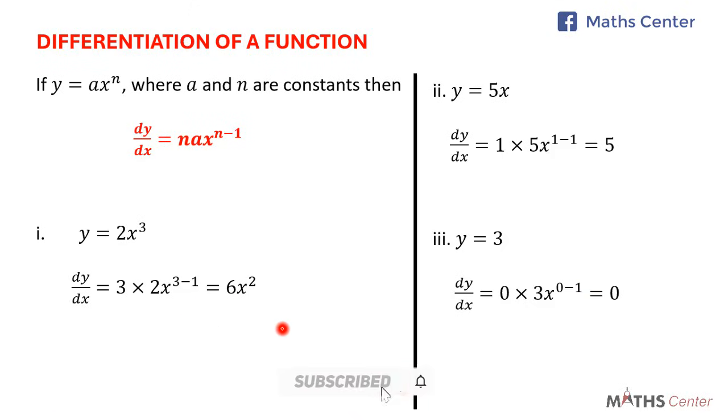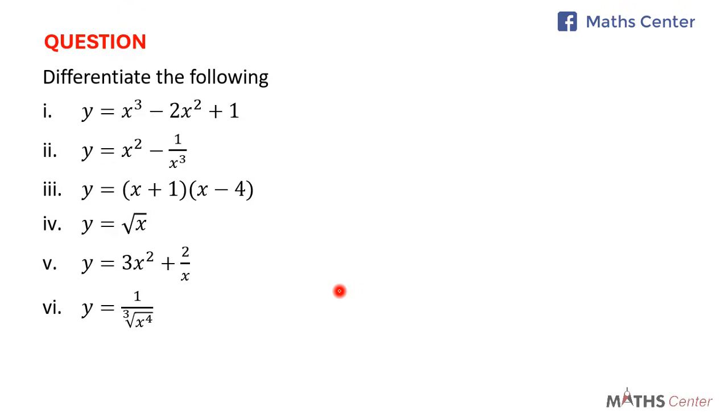Now we are going to apply what you have learned here to differentiate some functions. There's one more thing that you have to note. If you have a function that is a sum or a difference, that is, when you have a function where you have more than one term being added or subtracted, you differentiate each of the terms separately. Okay. Now let's consider some examples. Differentiate the following.